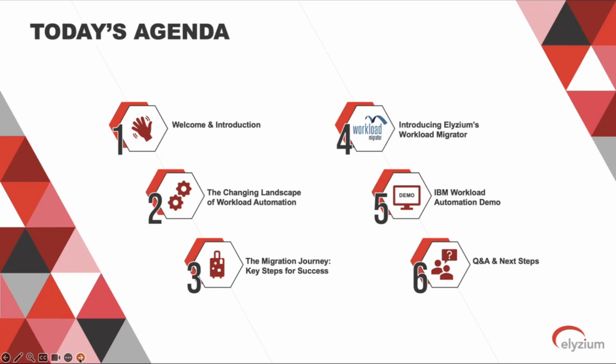And then we'll look at the specific offering that we have, which is called Workload Migrator, and you can find out more information about it at workloadmigrator.com. And then we'll look at the IBM solution, IBM Workload Automation, or IBM Workload Scheduler. As some of you may know it, historically it used to be called Tivoli Workload Scheduler, and we'll see how that came about. And then we'll have a Q&A session at the end. So hopefully today will be informative for you.